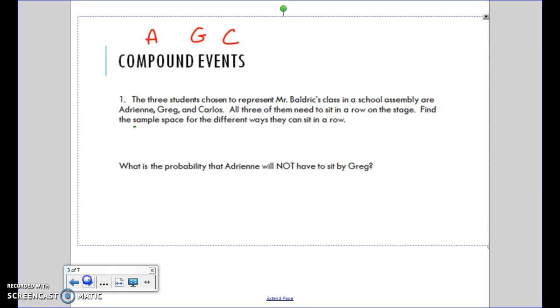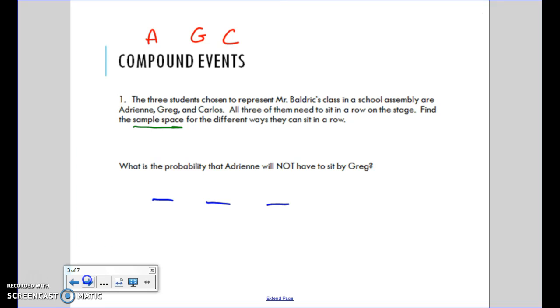And when it asks you about the sample space, that's asking what are all the different ways that this could possibly happen. Now, there's a lot of different ways to find this, but what I would like you to do today is make a tree diagram. So to start our tree diagram, there's 3 spots, and we can have the students sit in any order. We need to figure out all the different ways they can sit in any order. So when I make my tree diagram, I try to leave some space in between when I start.